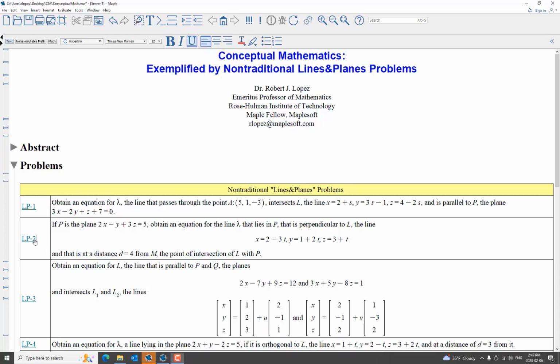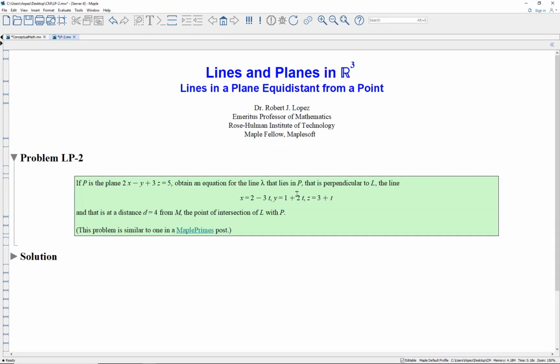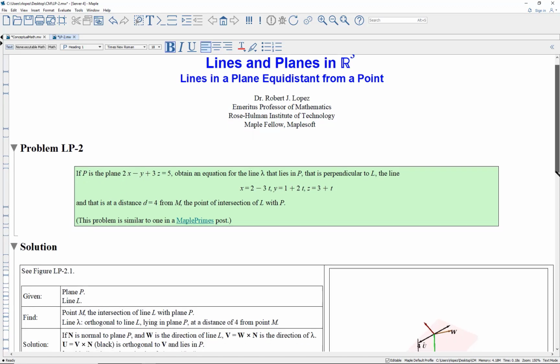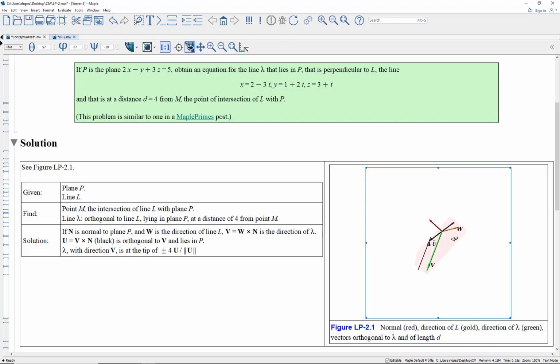So let's go over to this page where we can work on this problem. Again, here is the link to the original form of the problem. Here is a little figure that might help. Pink plane is P. That's the given plane. This vector W, it's actually in gold, is along the line L. Did not draw the line L, but that's the direction of the line L.